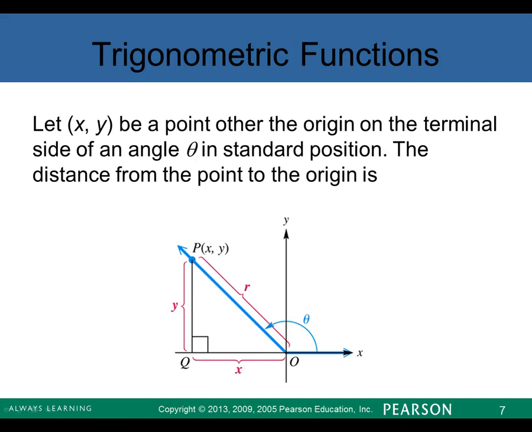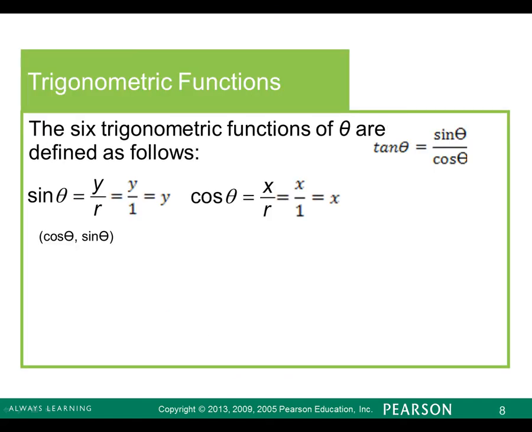Cosine is adjacent over hypotenuse. And if r is 1, this would be x over 1. So cosine would be x over 1. Well, x over 1 is just x. So cosine is synonymous with x. Sine is synonymous with y. Okay?